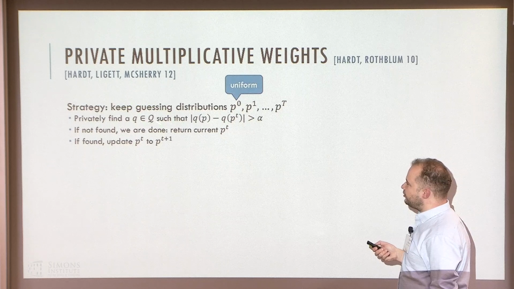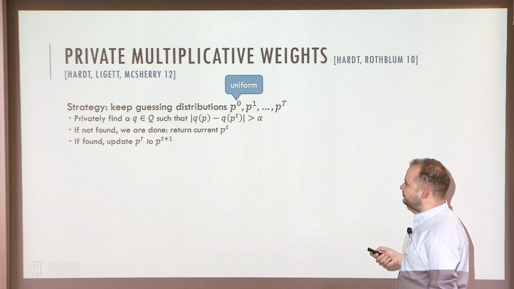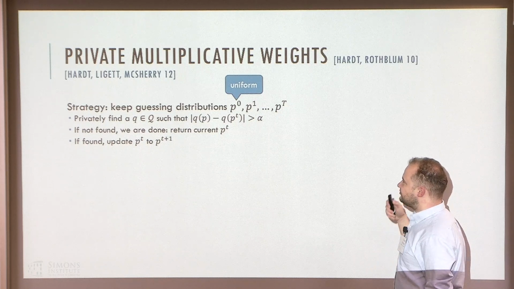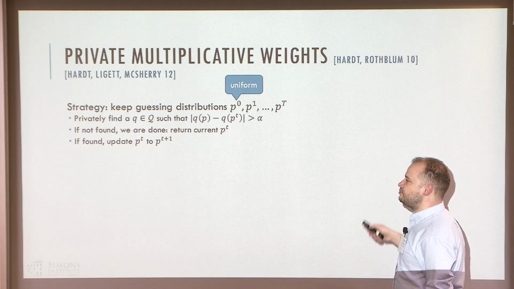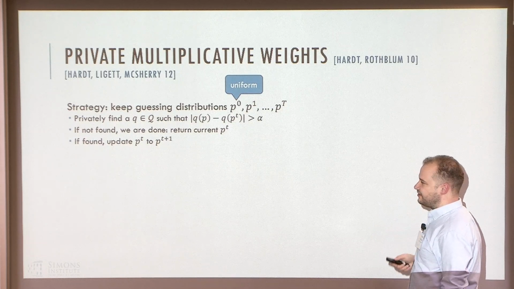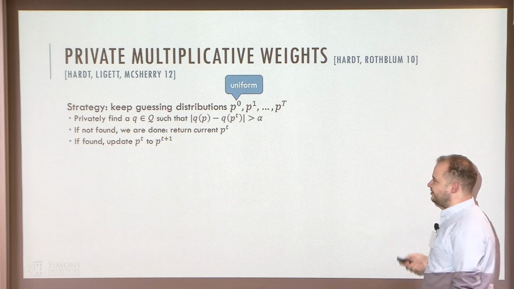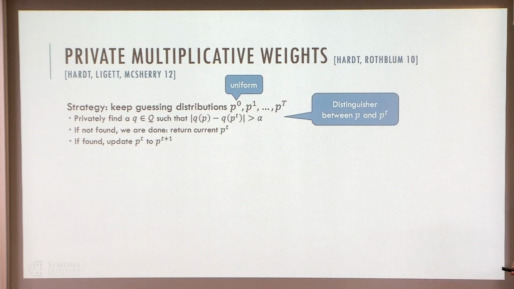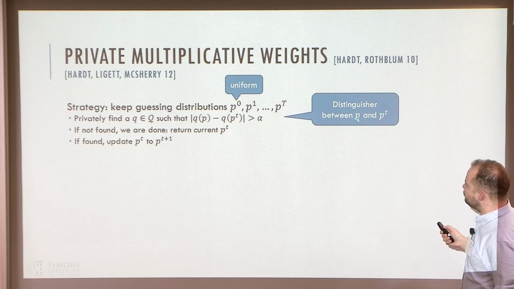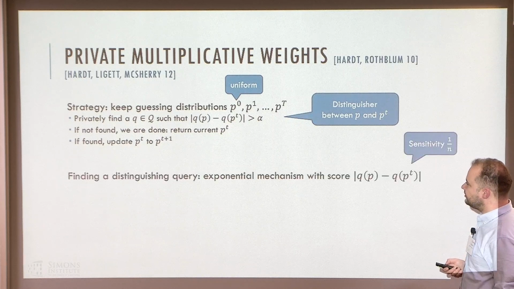But if I do find a query on which I'm doing badly, then I just update my guess of the correct distribution in some way that allows me to say that I'm making progress, that I've learned from my mistake and I can improve my guess. Okay, so this query is what I'll call the distinguisher between the true normalized histogram and our current guess.